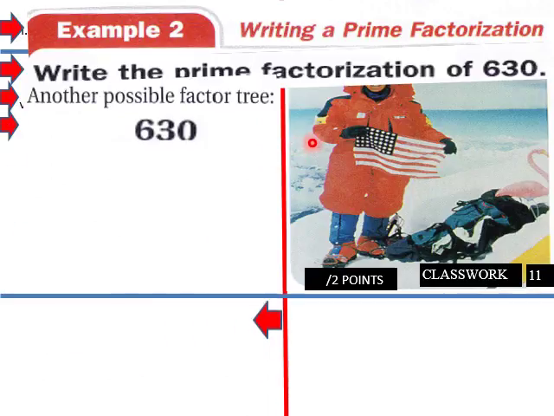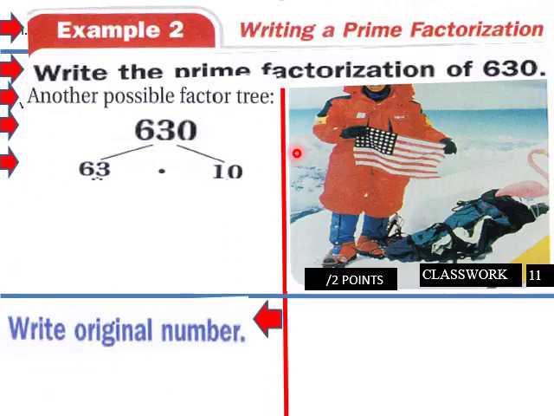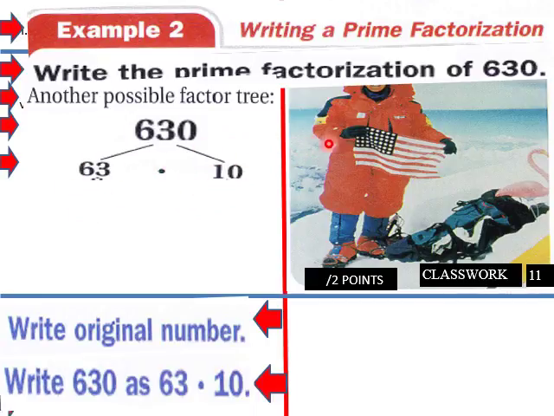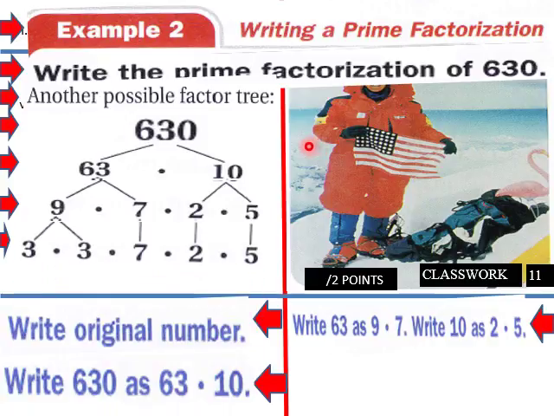And then here's another possible way of doing it. You start with 63 and 10, and then you break these down further. Do the same thing: 9 and 7, 2 and 5. Isn't that cool? Then here 9, and then these are prime here.